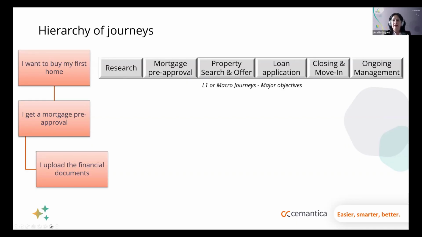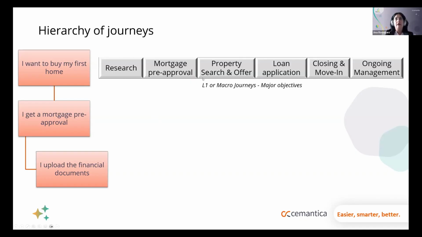Then he needs to get a formal approval from the bank. Then he starts finding the home and negotiating the price. Then he needs to submit and gather all the legal and financial documents for the final mortgage. And then he finally closes, gets the funds, receives the keys of his home and starts enjoying the home. And then, of course, he needs to continue making the monthly payments and managing the home insurance. This is what a level 1 journey looks like.